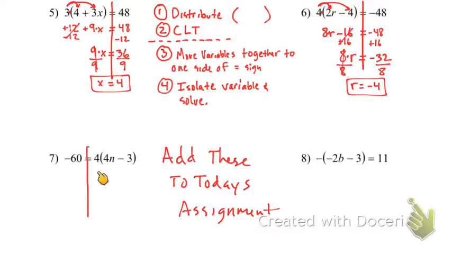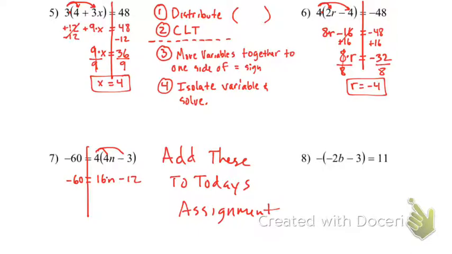So on the left side, no distributive property, no CLT. We're done with the left side. It's negative 60. On the right side, we do have distributive property. So let's go ahead and distribute. That's going to give me 16n, or 16 times n. And then this is going to give me negative 12. There's also no combined like terms here, so now we want to make sure there's no variables on both sides, which is none. So now we have to isolate the n.